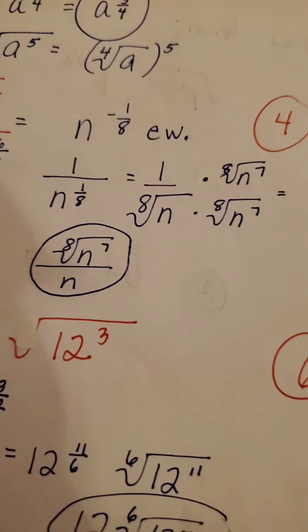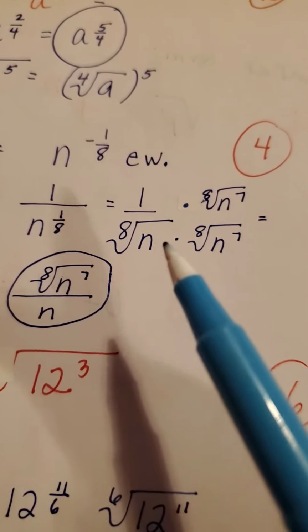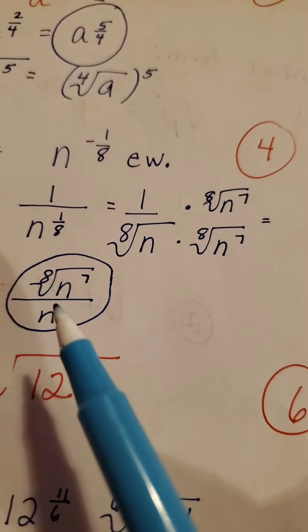And I'm just going to bring you over to my notes from last year. You can see I did it in radical form last year. So I wrote it as the 1/8 root of n. So I needed 7 more n's. And that's the answer. These two things are identical.